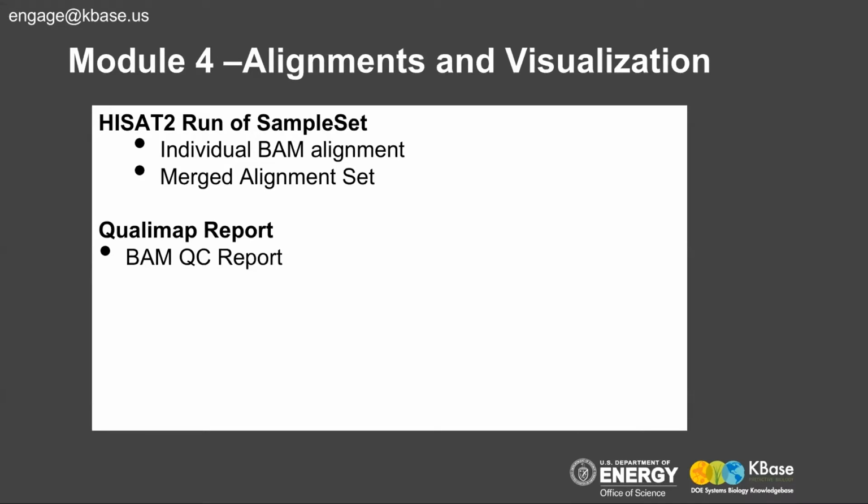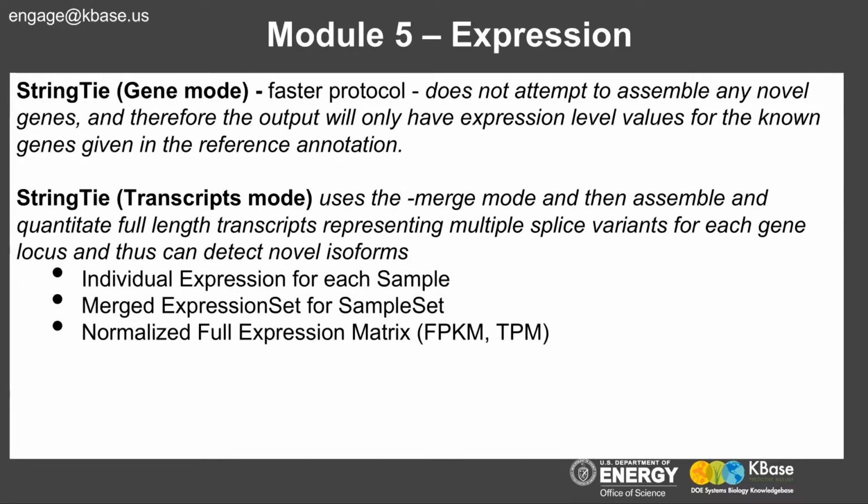And for each sample set, you will get a merged alignment set that you are going to use as an input for the next step. And for each individual read object, you will get an individual BAM alignment object. This output can be downloaded, and if you would like to browse this alignment, you can view it using IGV or any genome browser viewer. You will also get the QualiMap report for each individual alignment by using BAMQC.